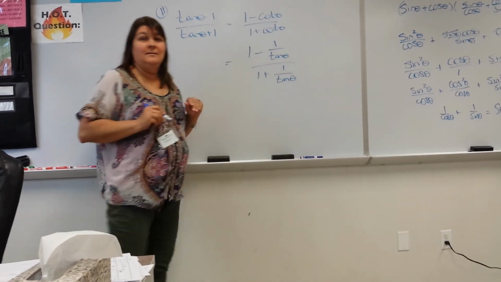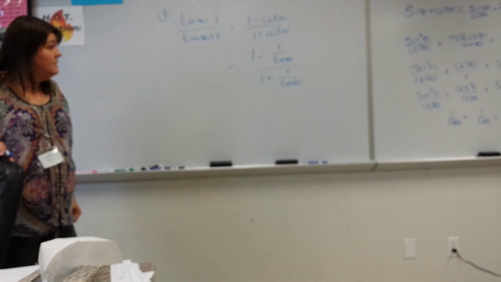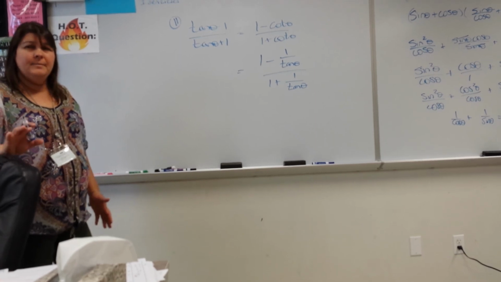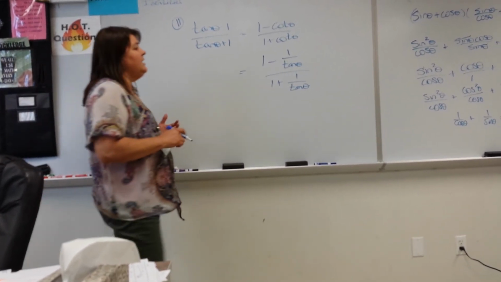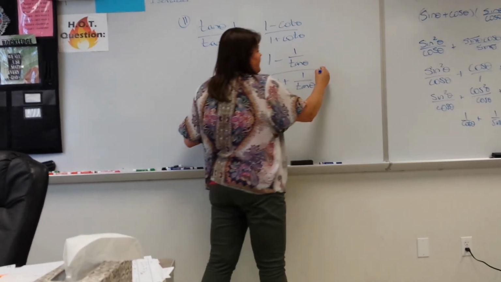Does that make sense to everybody? Okay, now I would get a common denominator on the top and a common denominator on the bottom. So over here, I would multiply this by tan, right? It'd be tan minus 1 over tan.